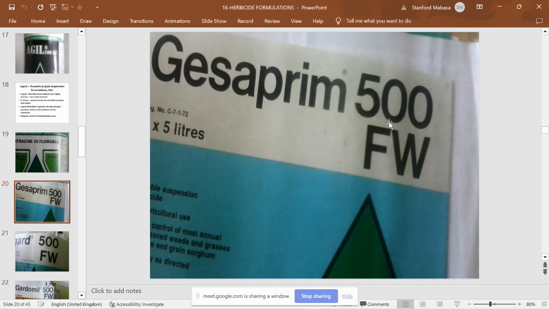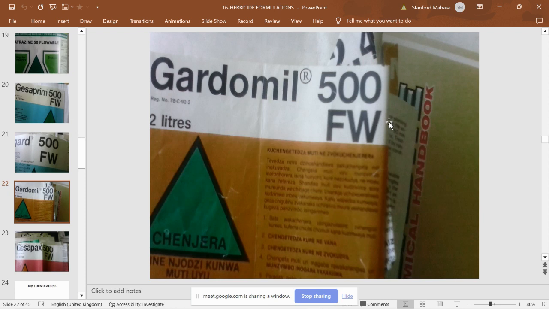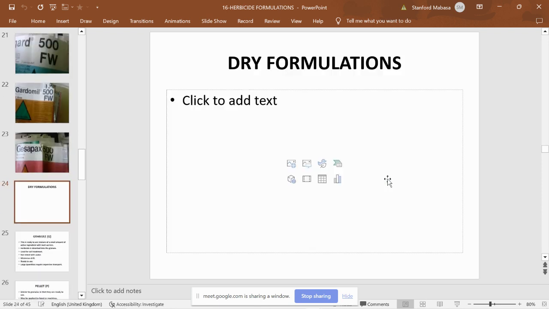Gesaprim 500 FW, which means flowable. Gesagard 500, again FW, flowable. Gadomir 500, FW means flowable. Gesapax 500 FW again means flowable.